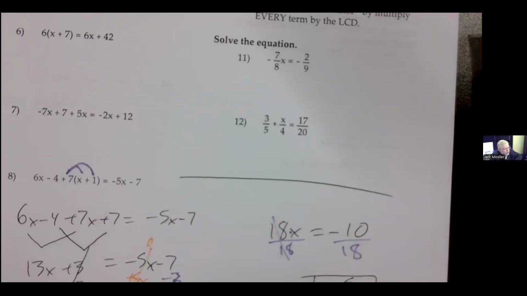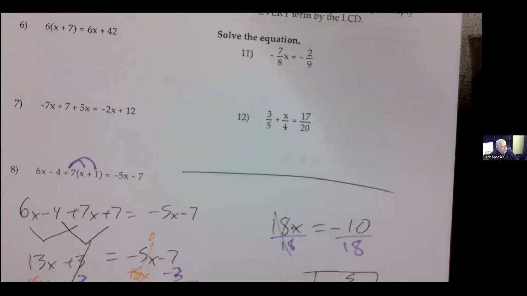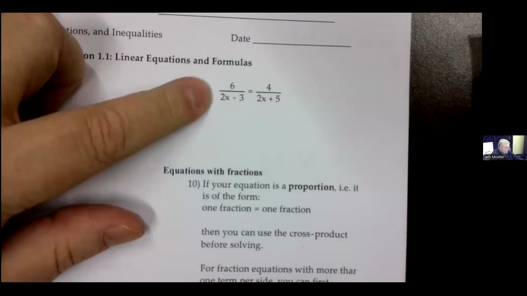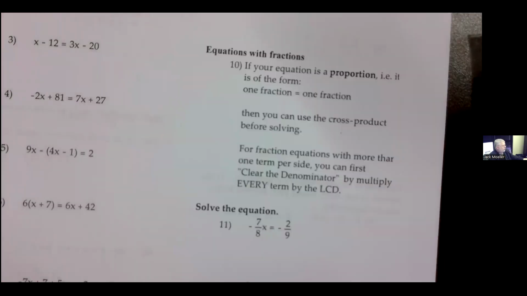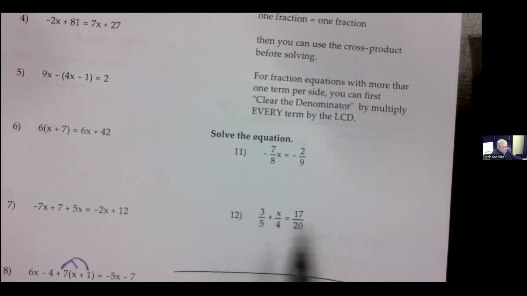All right, so if you look at 12, we have 3/5 plus x over 4 equals 17/20. So this is not a proportion because on this side we've got the two fractions. Technically, we could add those and make that one big proportion, but there's faster ways to do it. We also don't want to invert and multiply both sides by 4, because now there's multiple pieces going on.